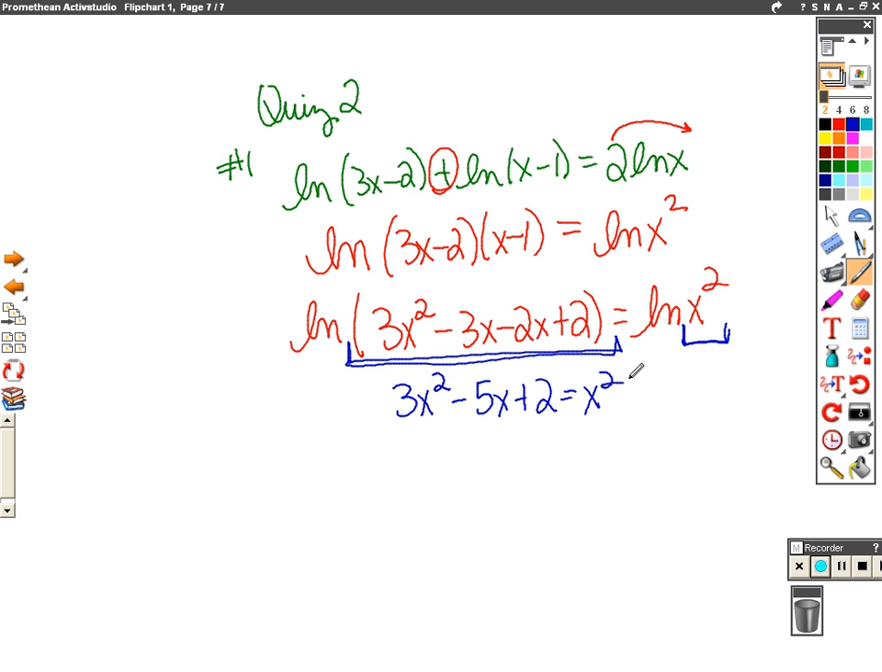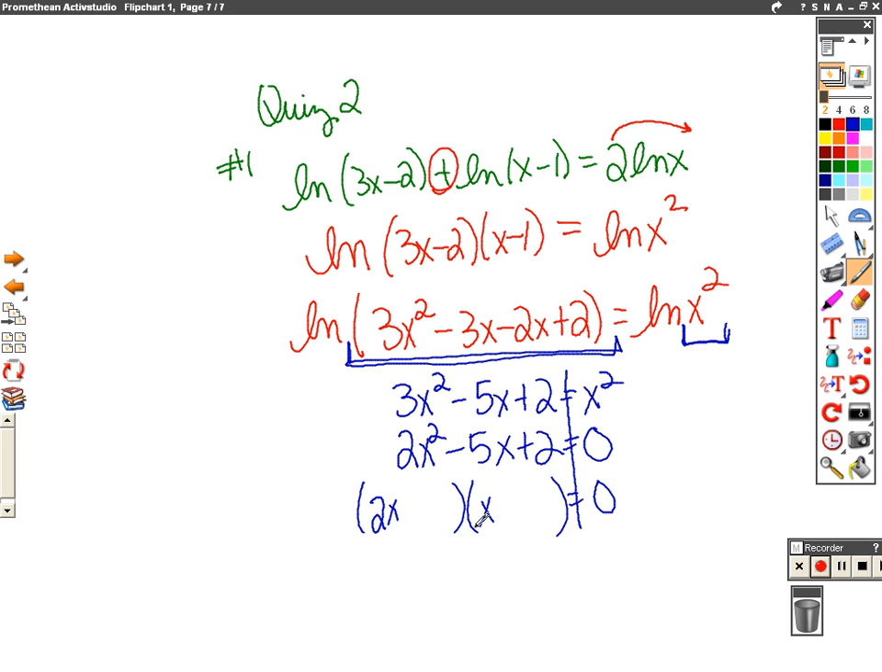So now I need to bring my x squared to the other side. That gives me minus an x squared, and I get 2x squared minus 5x plus 2. And there's nothing over here, so we write 0. And I'm going to factor. Okay? And the only options here are 2x and x, because 2x times x gives me x squared.